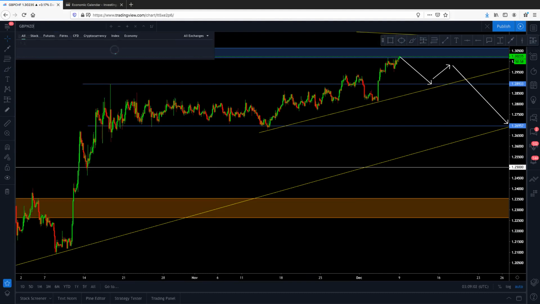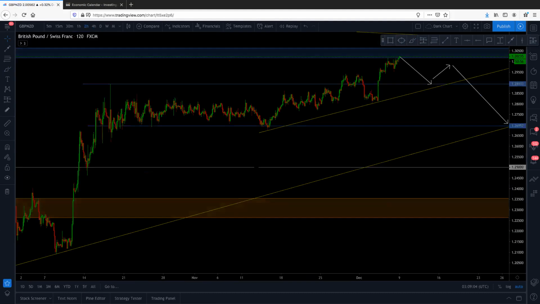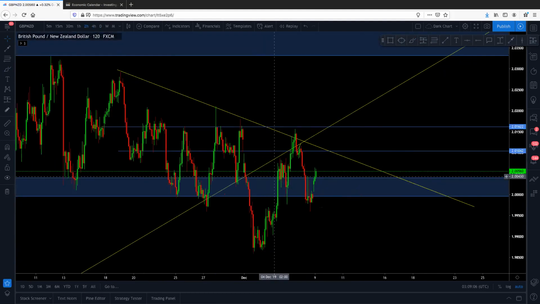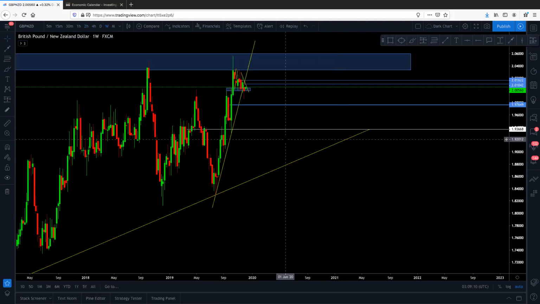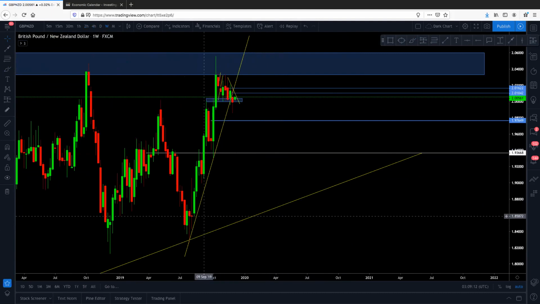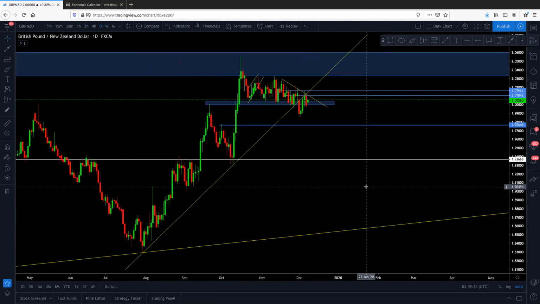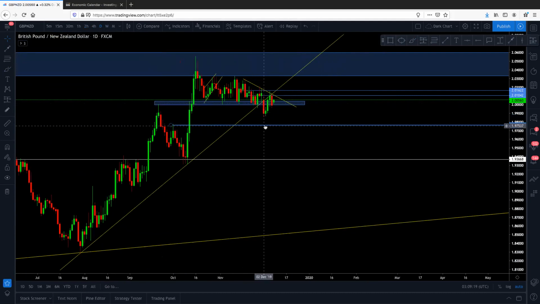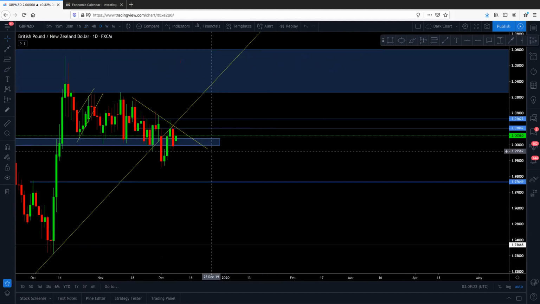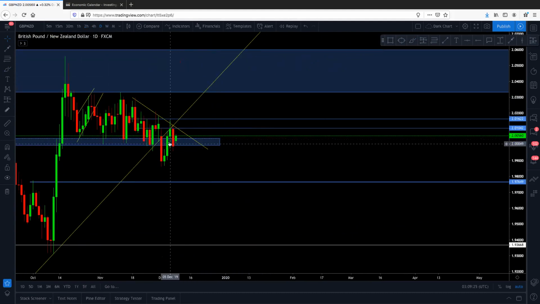GBP NZD is a pair I've really been watching heavily. If you've been following, we've given out some winning trade setups with GBP NZD. If we look at the weekly chart, or even on the daily, we have this huge ascending trend line it's been respecting. Price broke below it and gave us a retest, then pulled back and dropped again. Where price is at now, the daily candle closed as somewhat of a bearish engulfing.